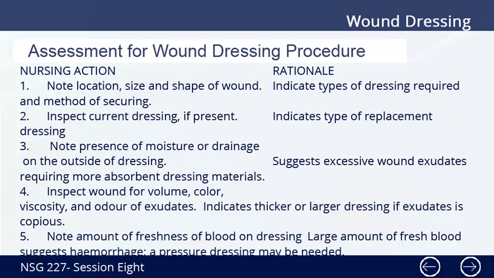4. Inspect wound for volume, color, viscosity, and odor of exudates. Indicate thicker or larger dressing if exudates is copious. 5. Note amounts of freshness of blood on dressing. Large amounts of fresh blood suggest hemorrhage. A pressure dressing may be needed.